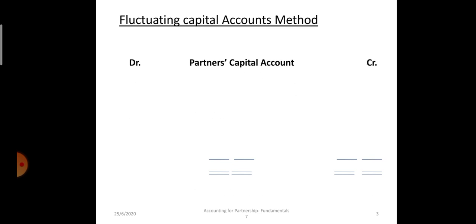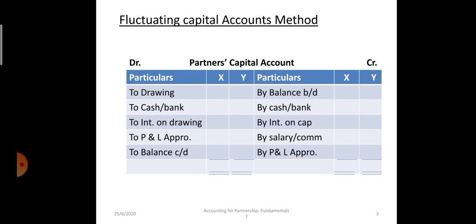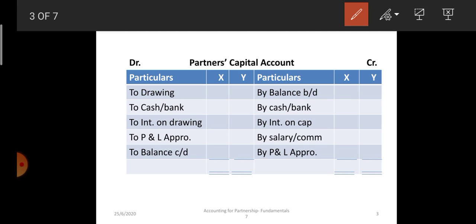We will discuss the outline of the fluctuating capital account method. Here one account is maintained, one account for each partner. The format is like this. The opening balance will be recorded on the credit side, by balance b/d, and in X and Y we will record the amount. If further capital is introduced by cash or by bank, or when interest on capital is allowed, by interest on capital, salary, commission will be recorded on the credit side, and share of profit will also be recorded on the credit side of the partner's capital account.